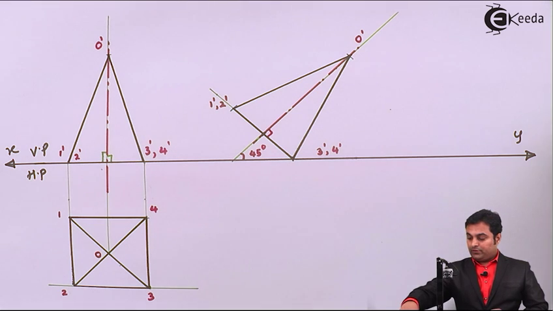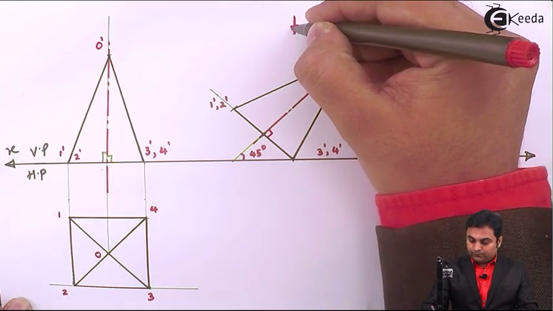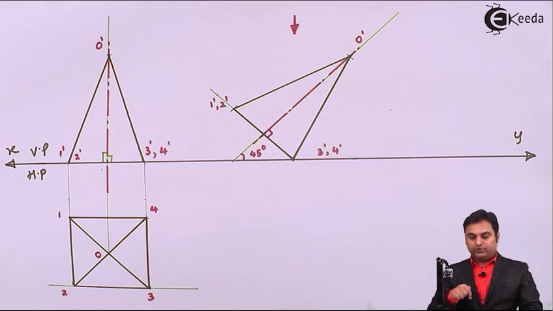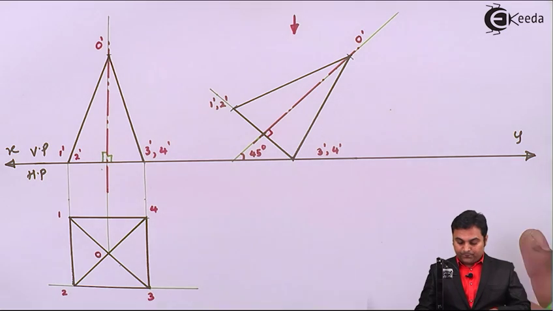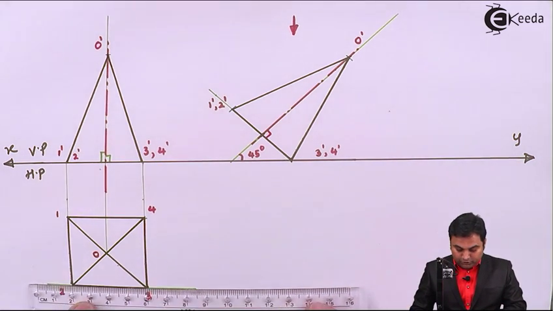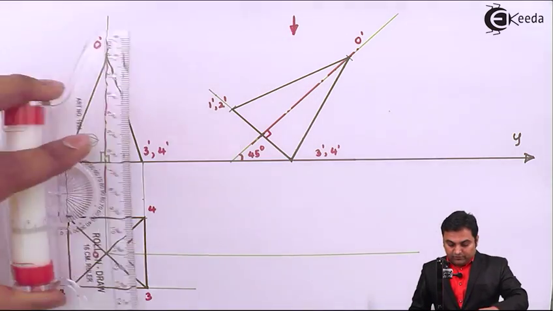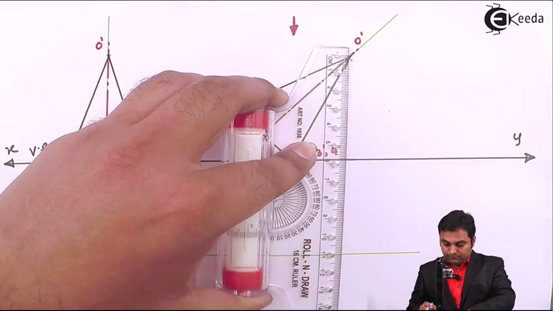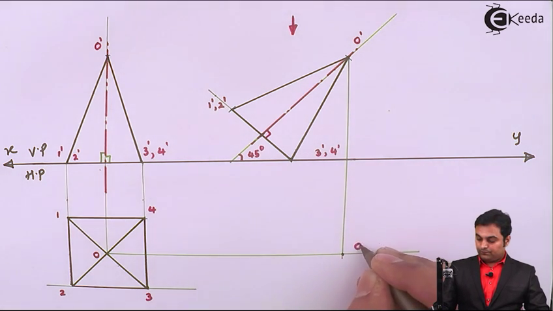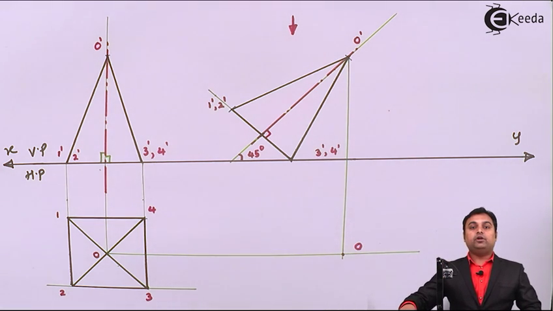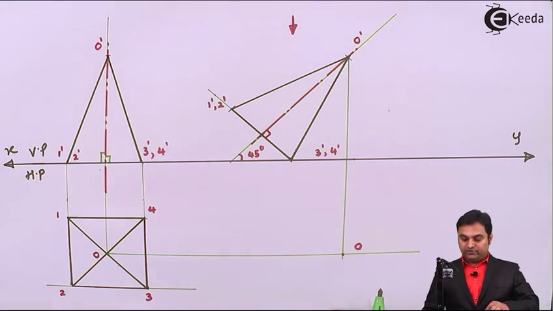Next, I'll have to draw the top view. So for that, the observer is here, and when the observer is looking from the top, or if we are looking from the top, the closest point to us is the apex that we have to project it first. So here I'll project the apex from the top view. And then from the front view. So this gives me point O, which is the apex. Next, when I'm looking from the top, this edge, which is 1 dash 2 dash, is also visible, so which is closest to me. So I'll draw it first or project it first.